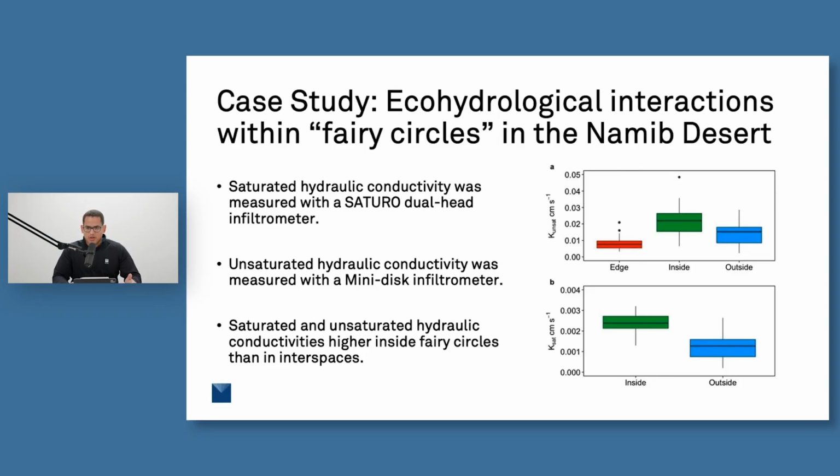You see consistently the inside of the fairy circles had higher hydraulic conductivities than the outside, and the edge actually had lower hydraulic conductivity overall. And they kind of dive into that as they look at some of the texture and some of the other things that are impacting that. Yeah, so the saturated and unsaturated hydraulic conductivities were consistently higher inside the fairy circles compared to the inner spaces between the circles at multiple locations. So this relationship was consistent when looking at multiple fairy circles across this area.